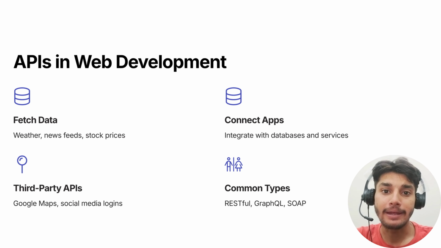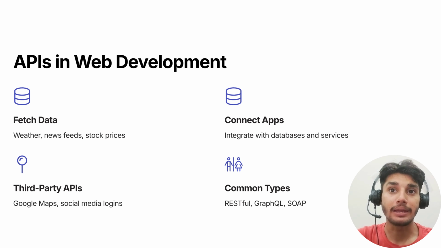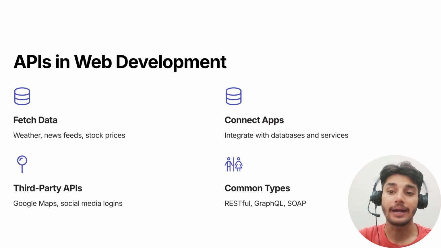APIs are everywhere in web development. They help apps fetch weather updates, show maps, or even log in using Google. Whether it's your favorite weather app or a food delivery site, chances are an API is working behind the scene.